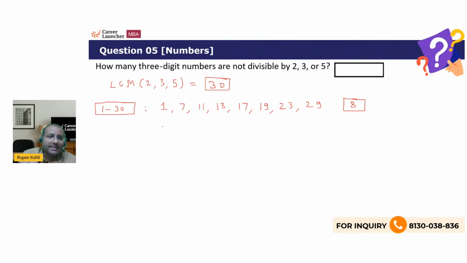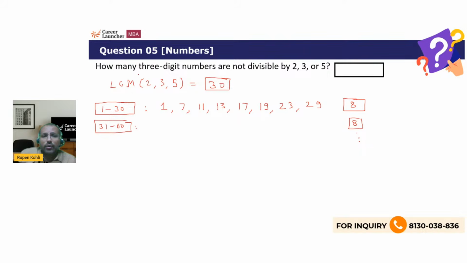My point is, in every grouping of 30 numbers, you'll have these 8 numbers. It's not difficult to understand. In 31 to 60, just add 30 to all these numbers, the same logic will hold true. So 31, 37, 41, 43, 47, 49, 53, 59, and so on. Every grouping of 30 consecutive natural numbers will always contain exactly 8 numbers satisfying this condition.